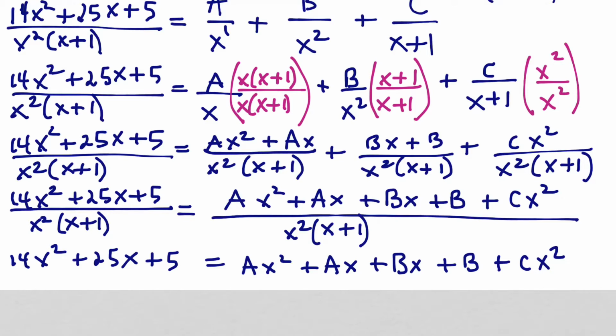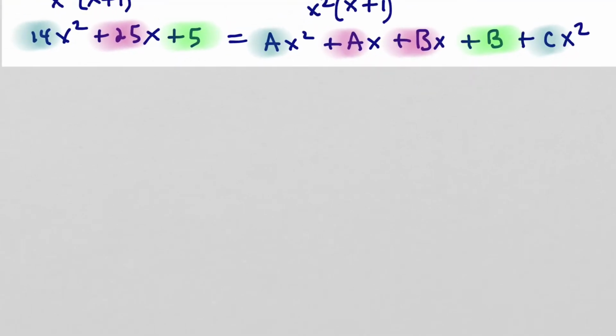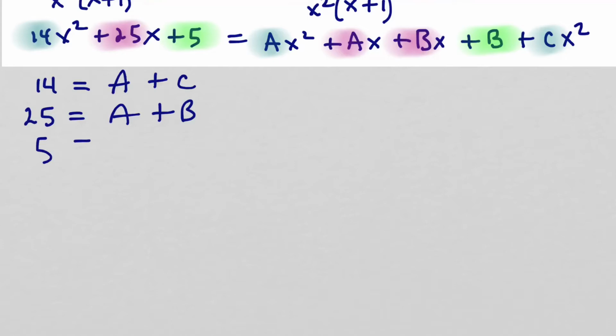All right, so let's highlight our coefficients to set up our three equations. For the x squared coefficients, I have a 14, an A, and a C. And then for the coefficients of x, I have a 25, an A, and a B. And then for the constant, I have a 5 and a B. All right, so let's write our system of equations now. So we've got 14 is equal to A plus C, and 25 is equal to A plus B, and 5 is equal to B.